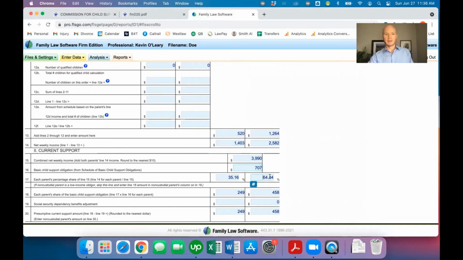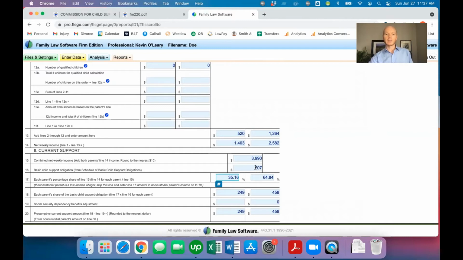And then on line, I think this is line 17, there are these certain percentages. So this is the percentage each parent has of the total net income before child support is paid. So again, the total net income is $39.90. And then in this scenario, John's net income is $25.82. So he has 64.84% of the combined net weekly income. And then Jane has 1403 divided by 39.90, which is, she has 35% of the combined net weekly income.